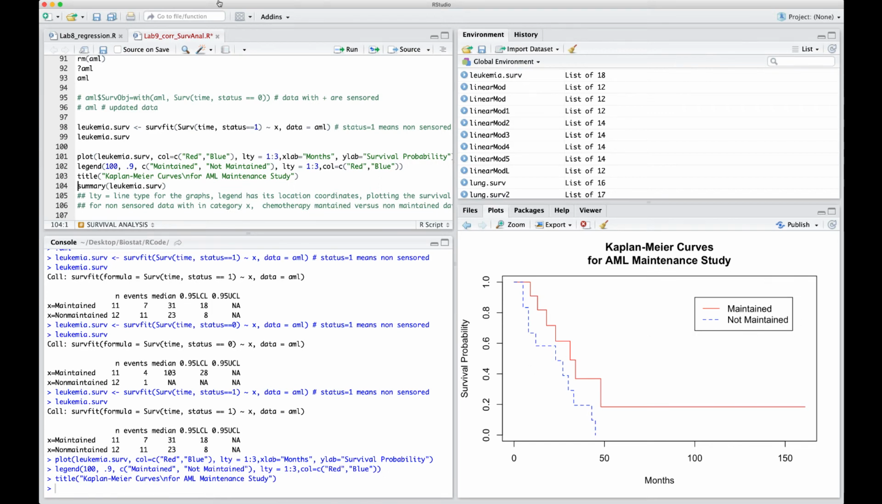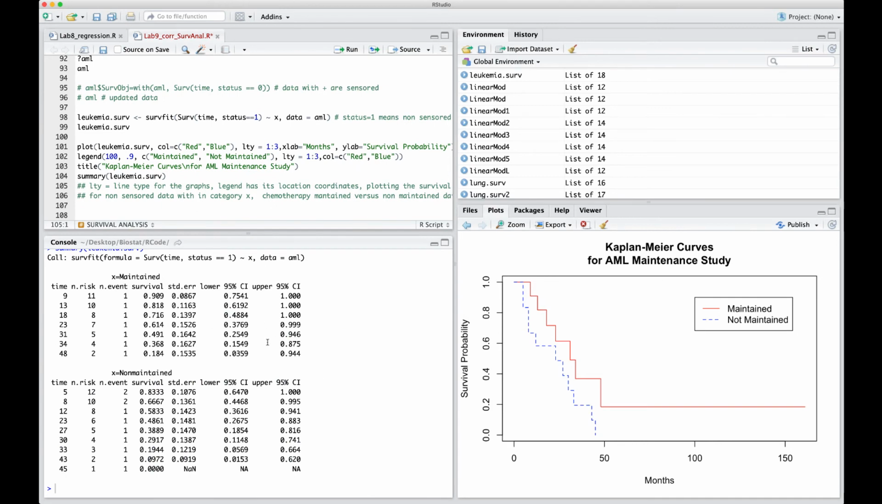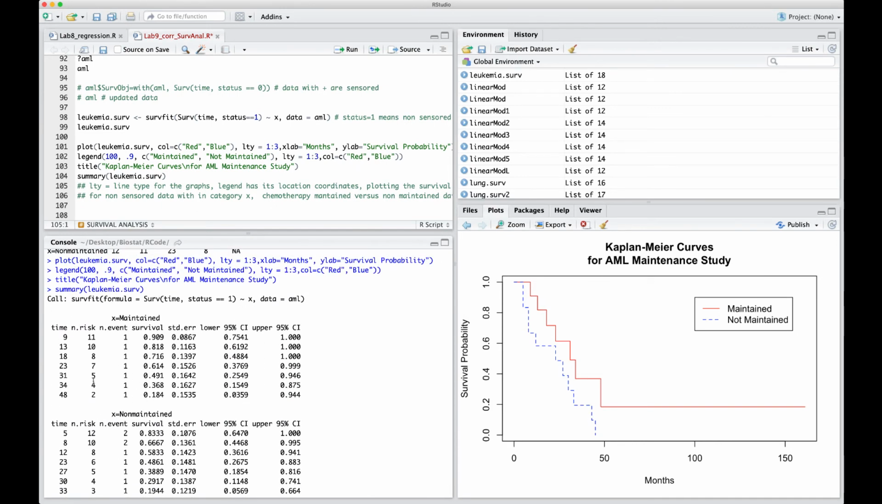Okay. If you look at the summary of both maintained and not maintained, you see the time and the number at risk, that we remember we had D over R, right? And number of events, and then survival probability. This is the survival probability, and we have that plotted here. For the maintained one, the survival probability is 0.9. At the beginning, it was 1, right? This is 0.9. The other one is 0.8, the other one is 0.7, and so on. You see that about 20% survive past 50 months, right?